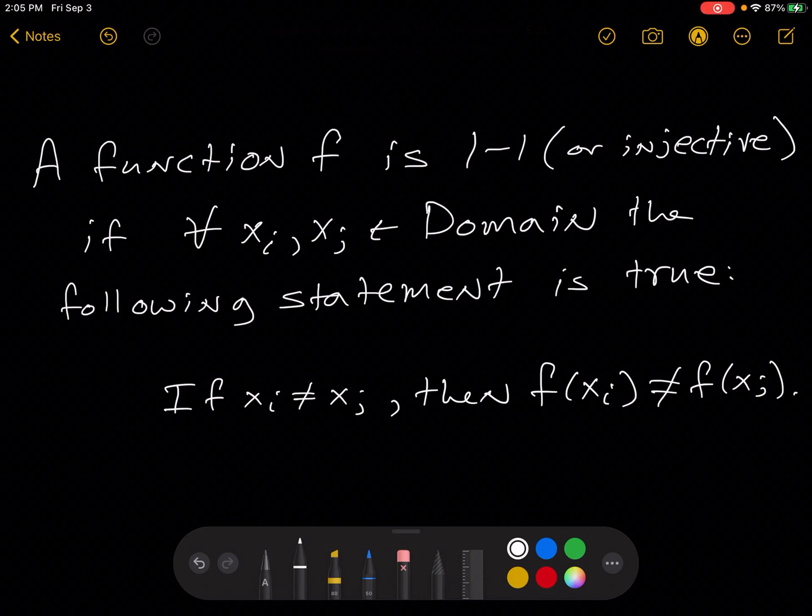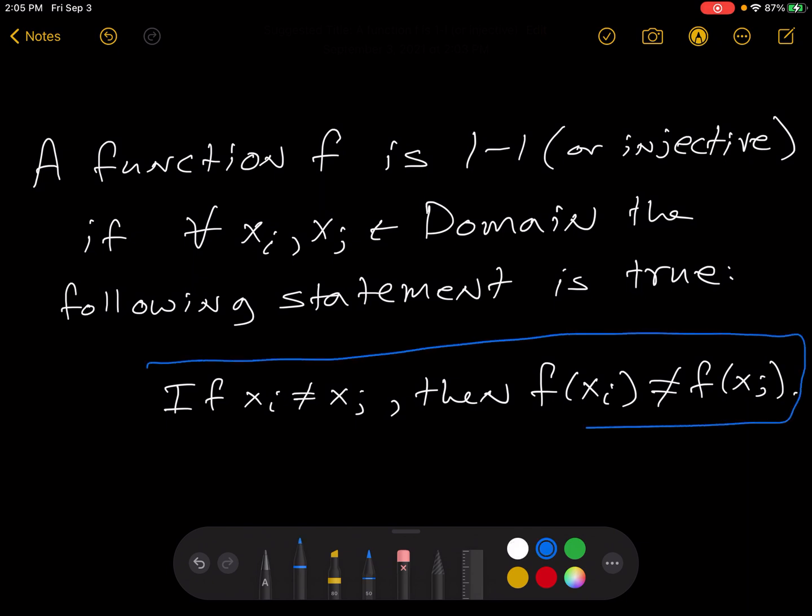Here we have the definition of one-to-one or injective. A function f is one-to-one or injective if for all xi, xj in the domain, the following statement is true. If xi does not equal xj, then f of xi does not equal f of xj. Now this is the defining property for when a function is one-to-one.